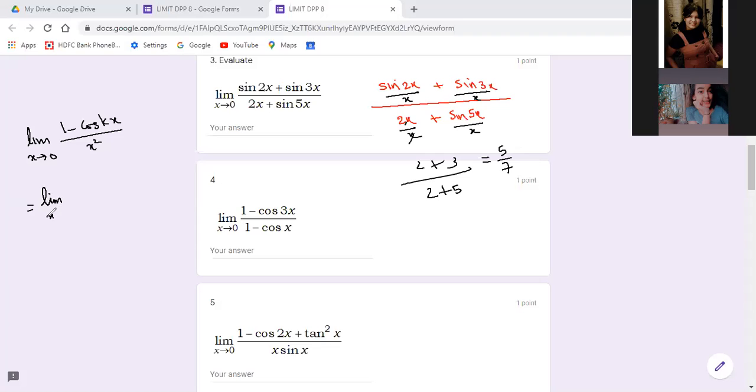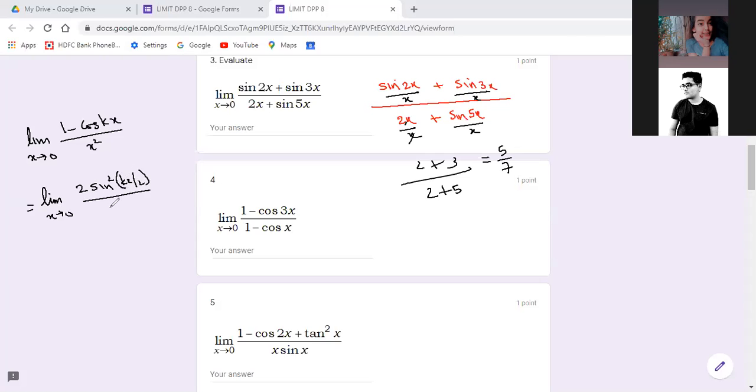See, you should always remember the shortcut. Every time you cannot work it out fully. 1 minus cos kx becomes 2 sine square kx upon 2, upon x square. The square comes out, then 2 comes out: 2 times limit of sine kx by 2 upon x, the whole square. It is not k by 2.